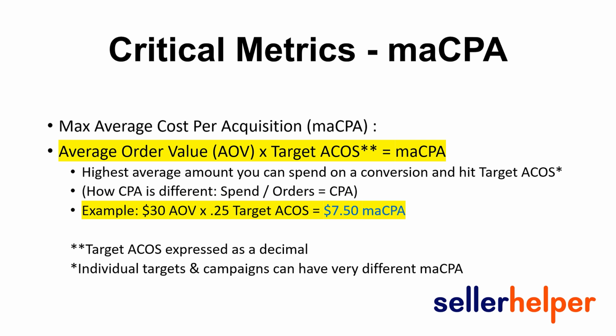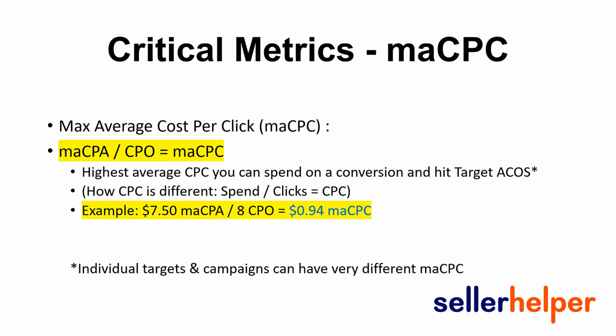It's important to note that individual targets and campaigns can have very different maximum average cost per acquisition. It just depends on the conversion rate of individual targets and campaigns. Finally, and probably the most critical metric, is your maximum average cost per click, your MACPC. How you calculate this is you take your max average cost per acquisition and divide that by your CPO, your clicks per order. That gives you your max average cost per click. This is the highest average cost per click you can spend on a conversion and hit your target ACoS.